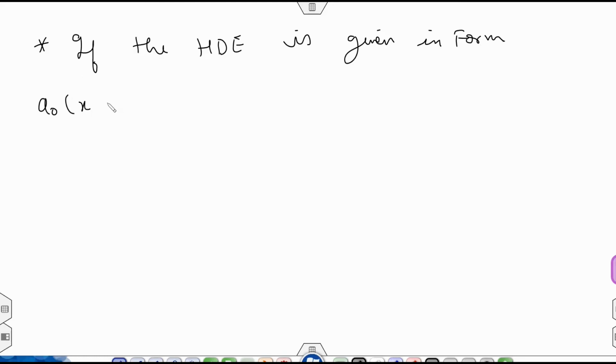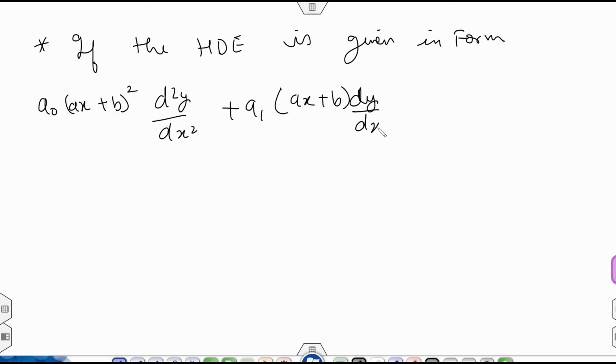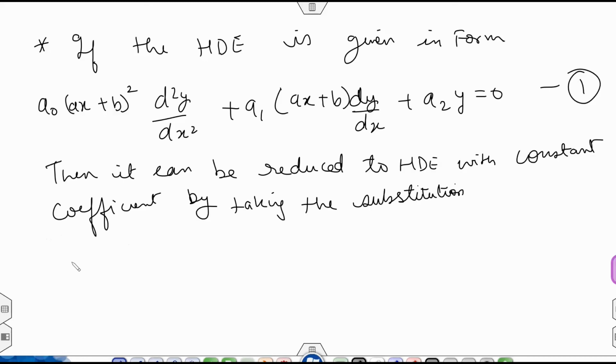Now I'll discuss another form of the Cauchy-Euler second order homogeneous differential equation. If the homogeneous differential equation is given in the form a0 (ax plus b) square d square y by dx square plus a1 (ax plus b) dy by dx plus a2y equal to 0, call it equation number 1, then it can be reduced into a homogeneous differential equation with constant coefficients by taking a substitution.